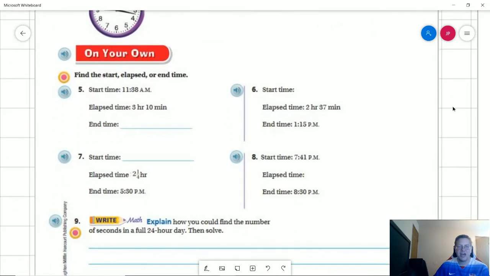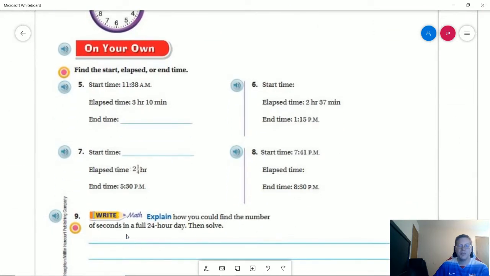So number 5, I'm probably going to skip number 9 as far as writing it out, but I will explain it. For number 5, if we start at 11:38 a.m. and we go forward 3 hours, that would take us from 11 to 12 p.m., to 1 p.m., to 2 p.m. And then 2:38 p.m. plus 10 minutes would give us 2:48 p.m.